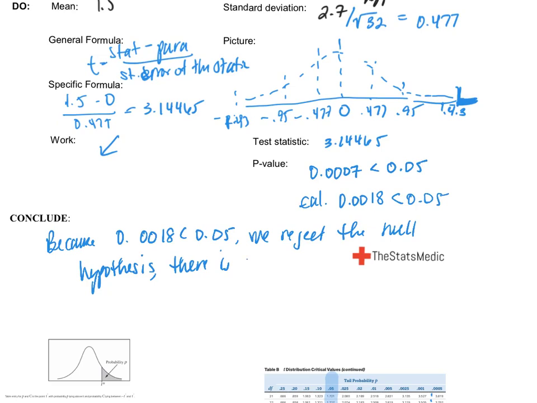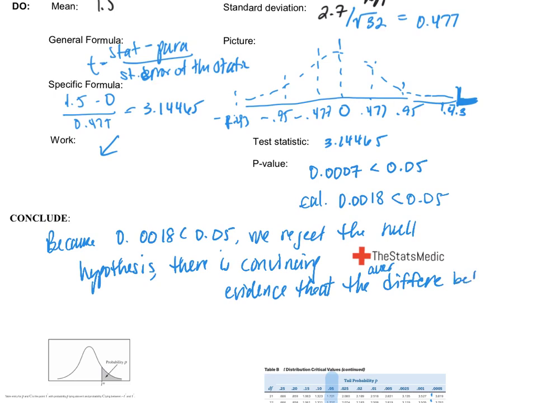There is convincing evidence that the average difference between method 1 and 2 is greater than 0.